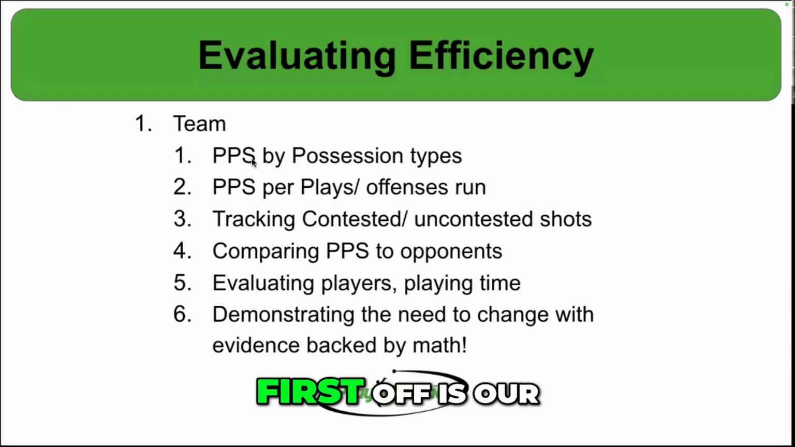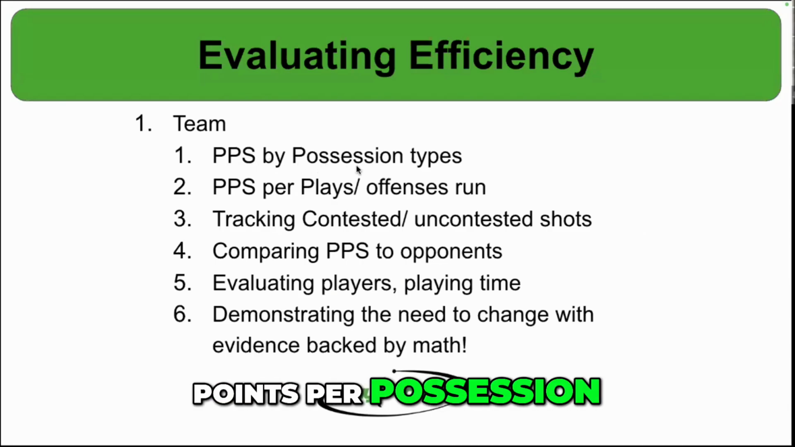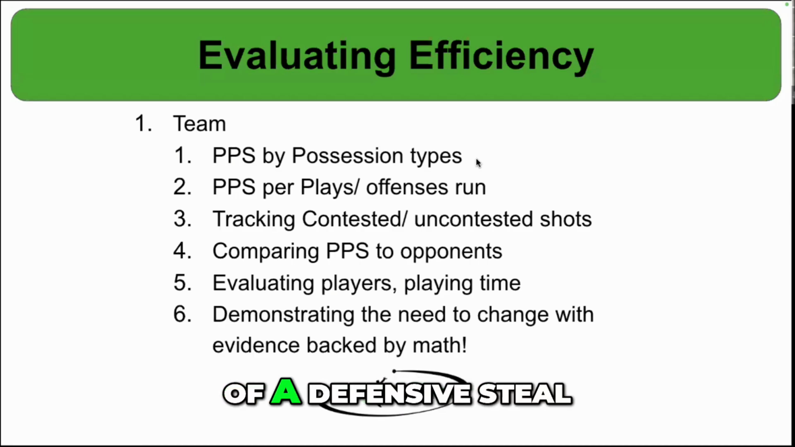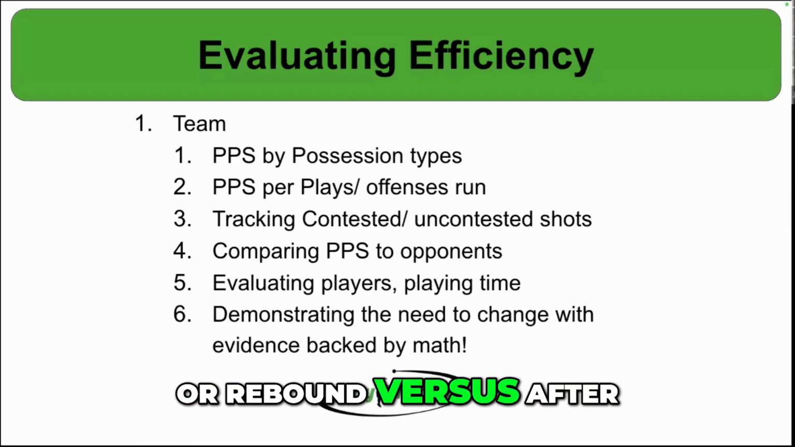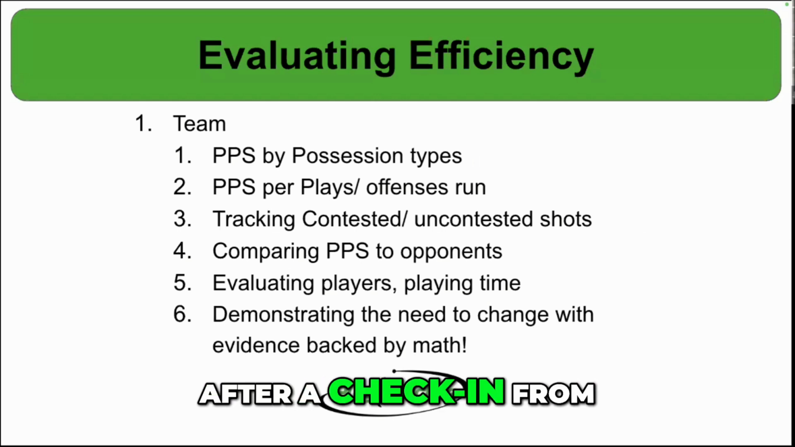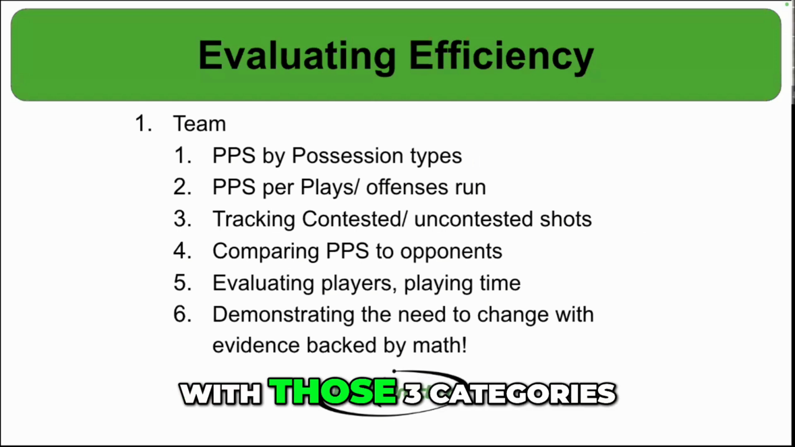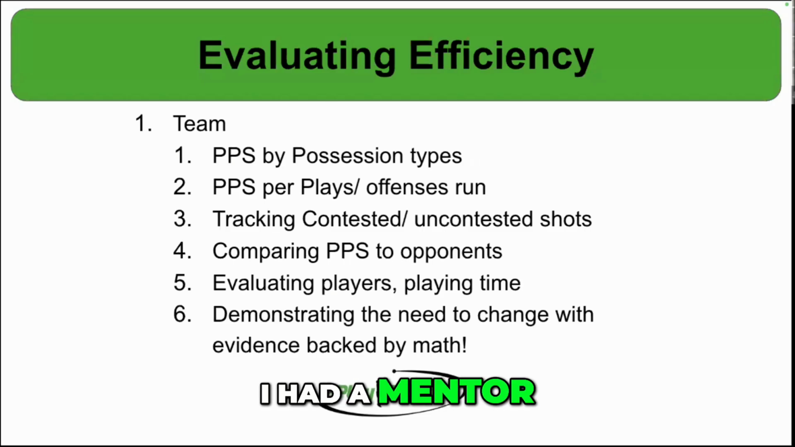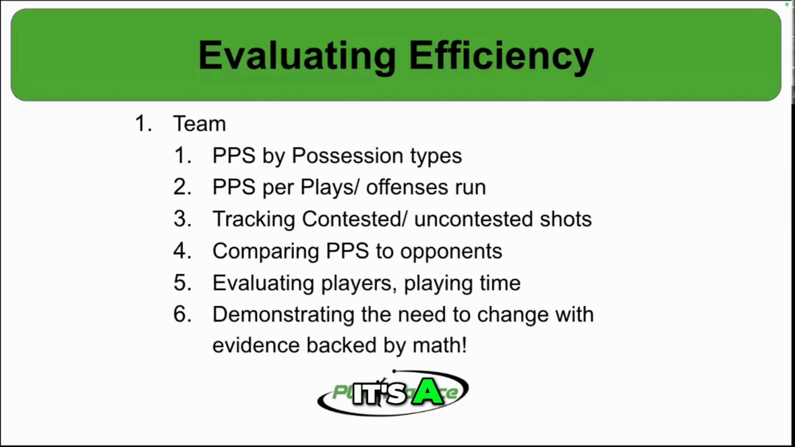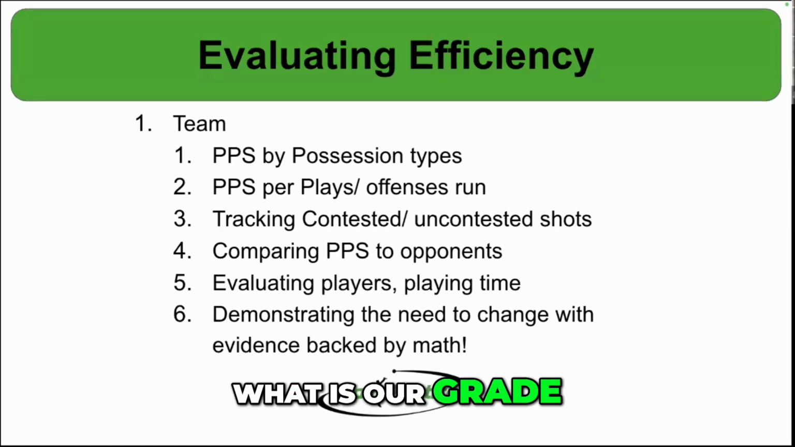So first off is our points per shot by possession type. So we already went through the fast break off of a defensive steal or rebound, versus after a made shot, versus after a check in from the referee, right? If you just stick with those 3 categories, I had a mentor of mine that broke down all 7, but I think that gets convoluted for the players to understand. So it's just A, B, or C, what is our grade?